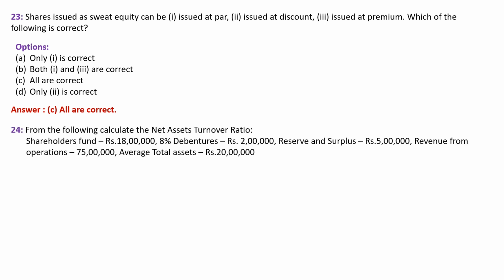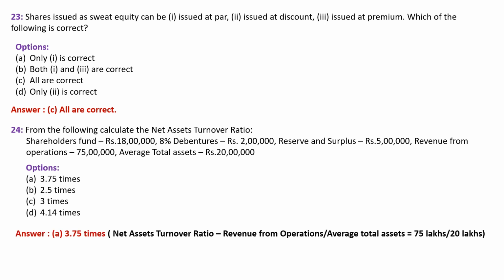Question number 24. From the following, calculate the net asset turnover ratio. Shareholders fund 18 lakhs, 8% debenture 2 lakhs, reserve and surplus 5 lakhs, revenue from operations 75 lakhs, average total asset is 20 lakhs. What are the options you have? A 3.75 times, B 2.5 times, C 3 times, and D 4.14 times. So the answer is 3.75 times. Net asset turnover ratio formula is revenue from operations divided by average total assets. Here revenue is 75 lakhs and the average total asset is 20 lakhs. Hence the ratio is 3.75 times.